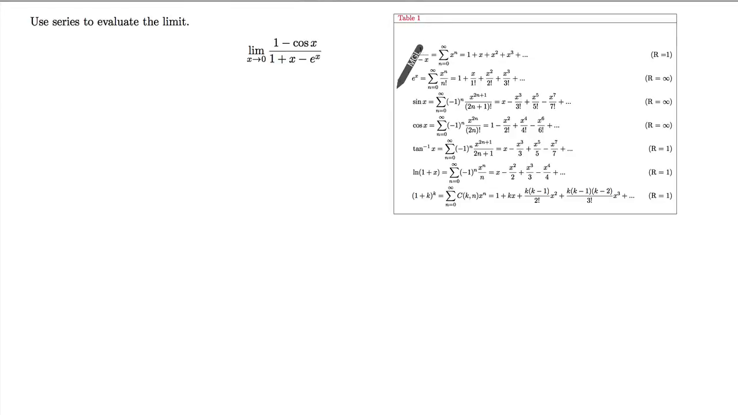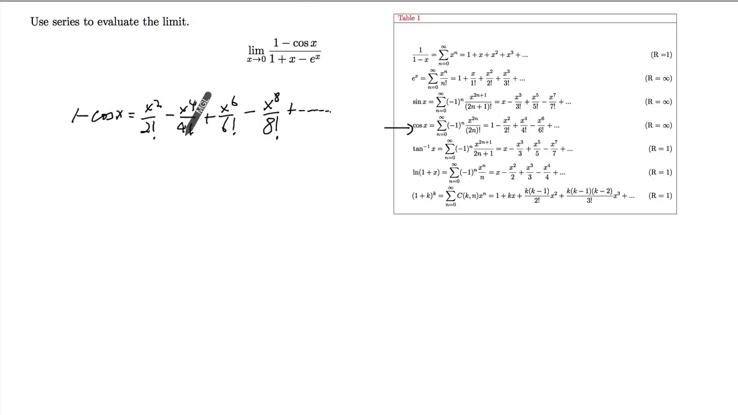Okay, so let's use a table for this one. We have 1 minus cosine of x. So here's cosine of x. If you do 1 minus this, we're going to get, right? That's going to cancel out. We're going to get positive x squared over 2 factorial minus x to the power of 4 factorial plus x to the power of 6 factorial minus. Okay, hope you can see the pattern here.